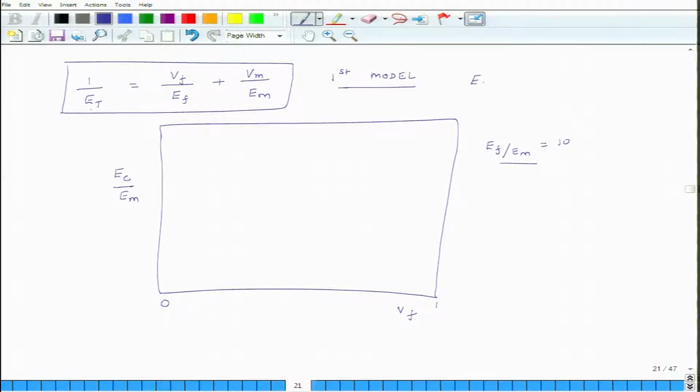For E_L, what is the relation? For E_L, the relation is E_f V_f plus E_m V_m. And of course, we assume that V_m equals 1 minus V_f. We do not assume that there is any air or something like that. So, first we will develop a line for E_L. So, this axis is 2, 4, 6, 8, 10.